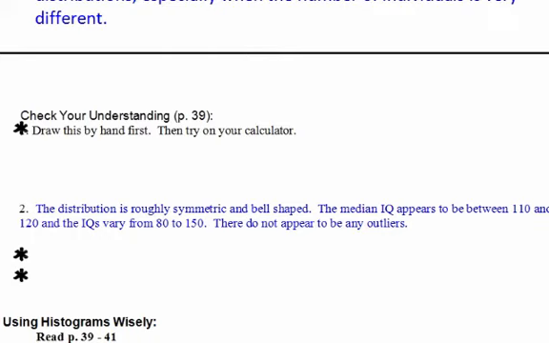Describe what you see. Is the distribution bell shaped? The distribution is roughly symmetric and bell-shaped. The mean IQ appears to be between 110 and 120. And the IQs vary from 80 to 150. There does not appear to be any outliers. Remember, outliers have to be way out there.